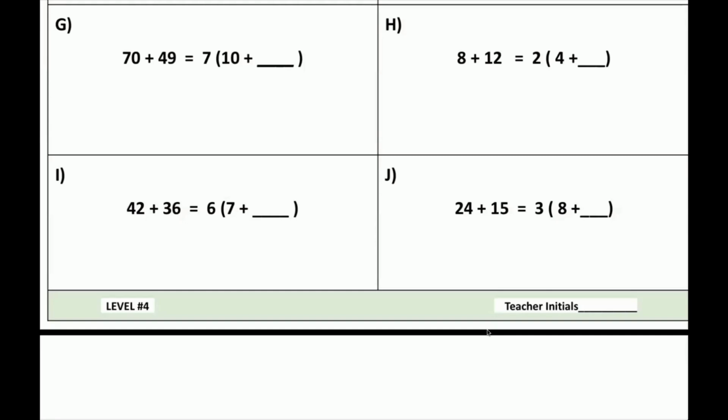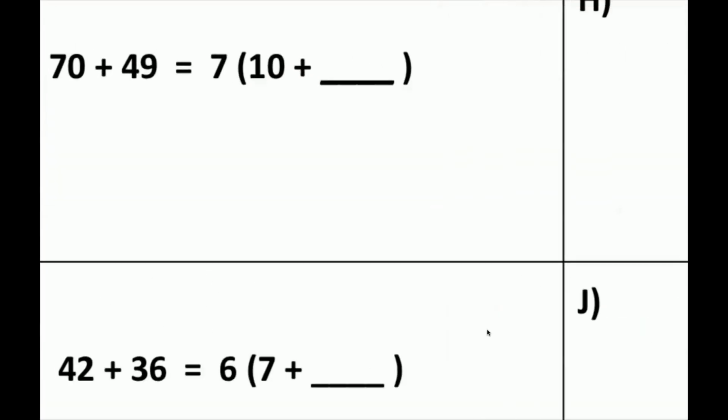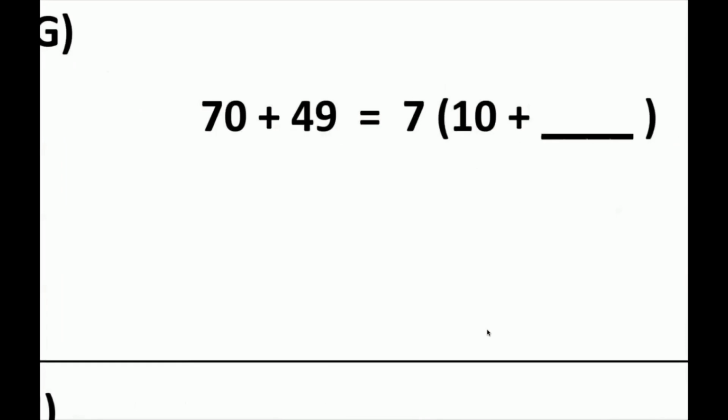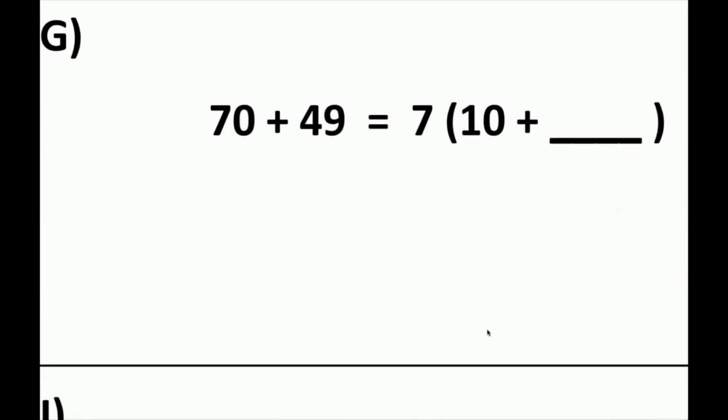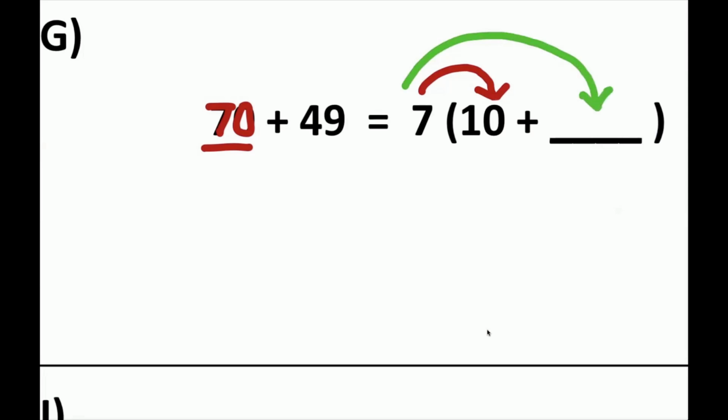Let's take a look at problem G. I know that parentheses mean multiply. So I can multiply 7 times 10, and that'll give me 70. So I also need to multiply my coefficient times a number to get 49. Well, 7 times 7 is 49.